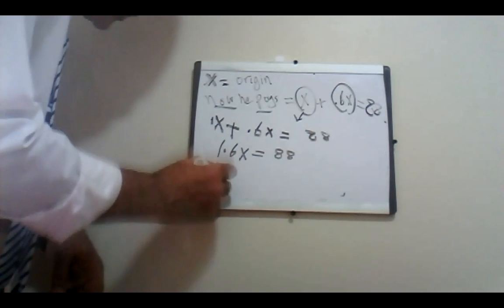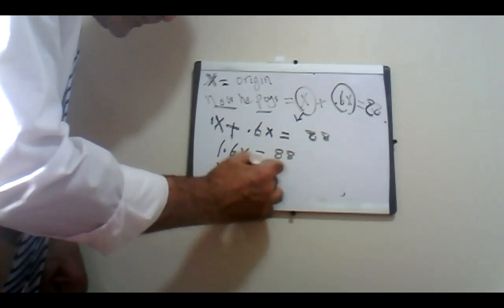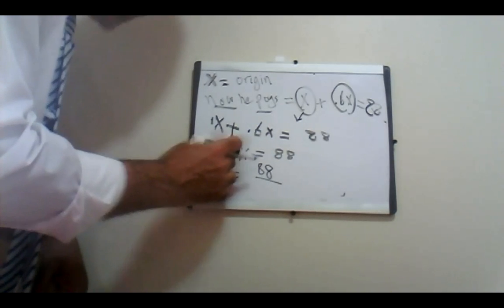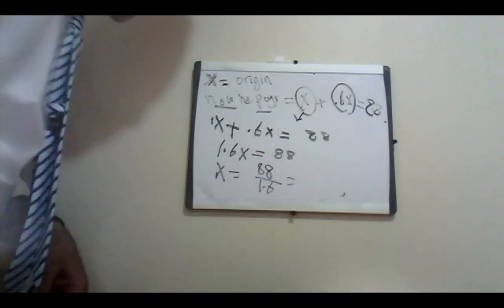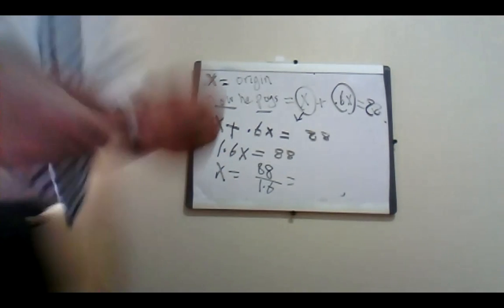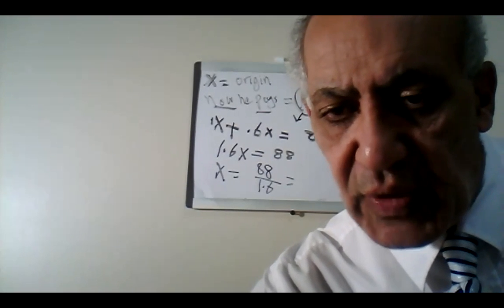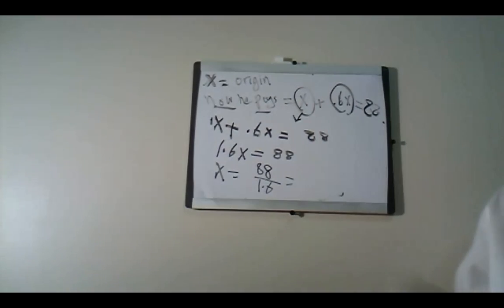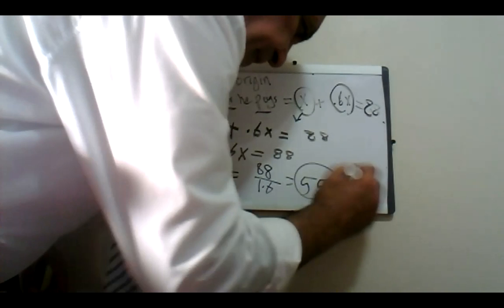Then x alone will equal 88 divided by the one stuck next to it, which is 1.6. If you do it with the calculator, 88 divided by 1.6, it will give you the amount. After doing it with your calculator, you can see the result here. The result will be $55. That's the final output, or the solution. $55.